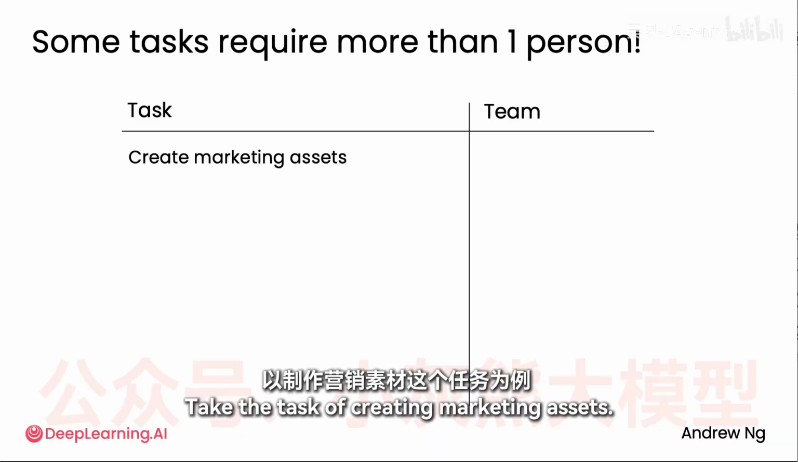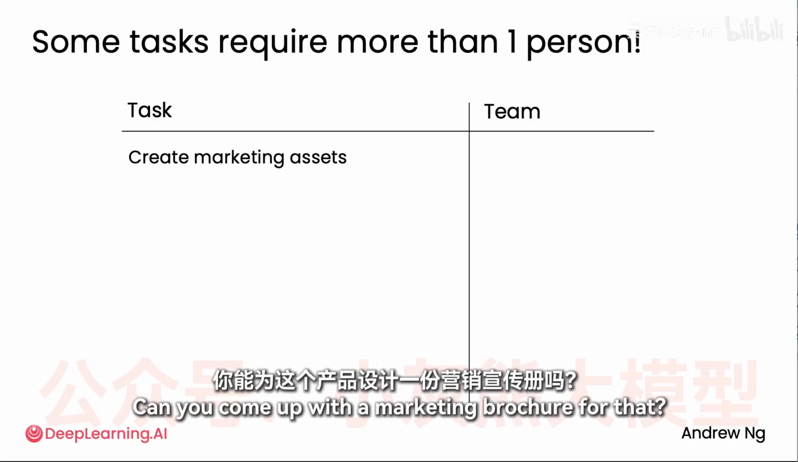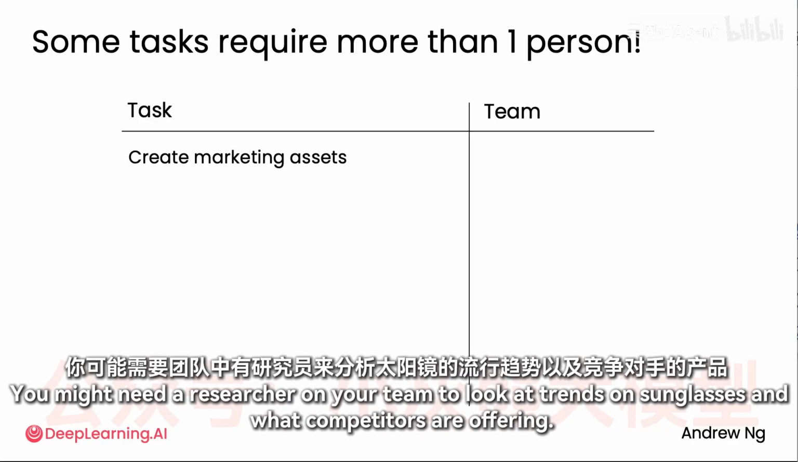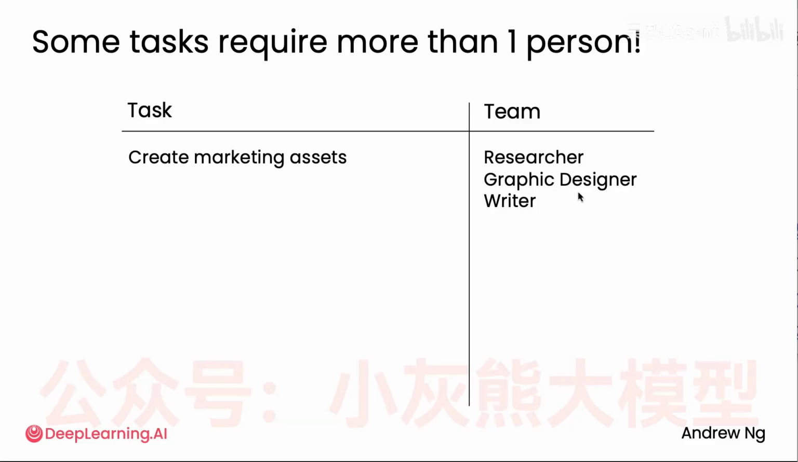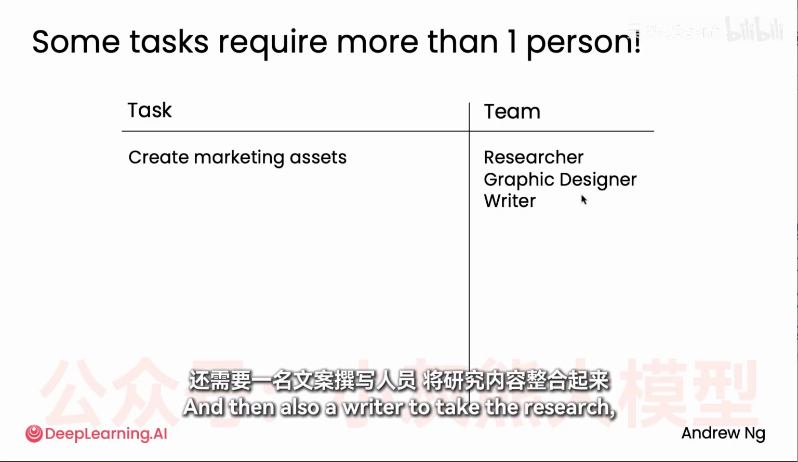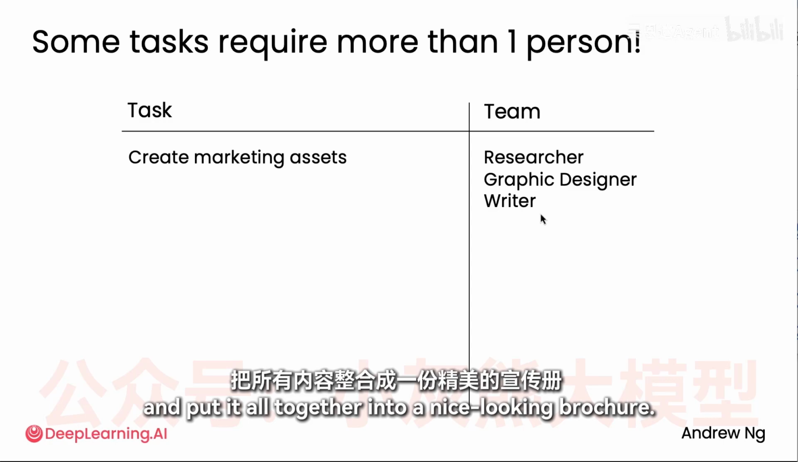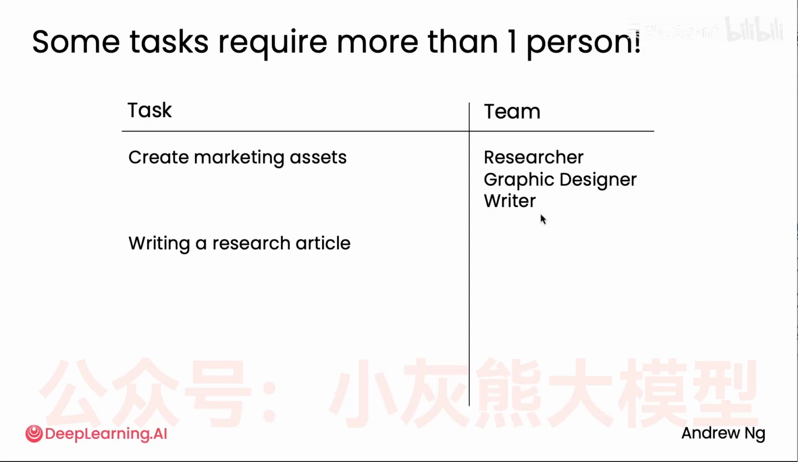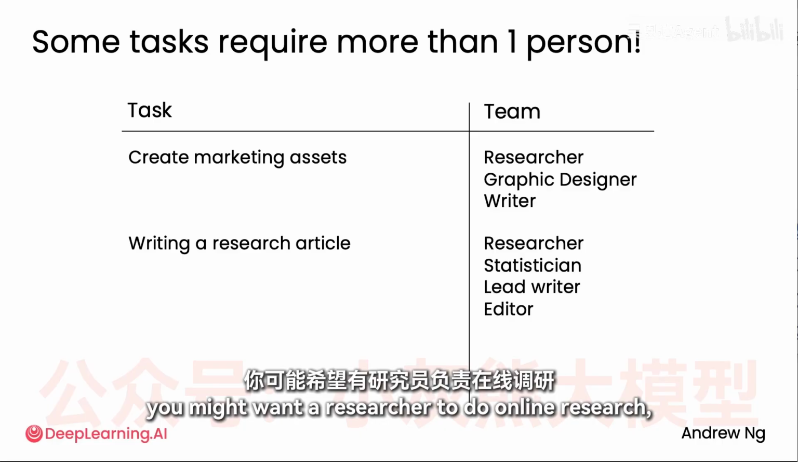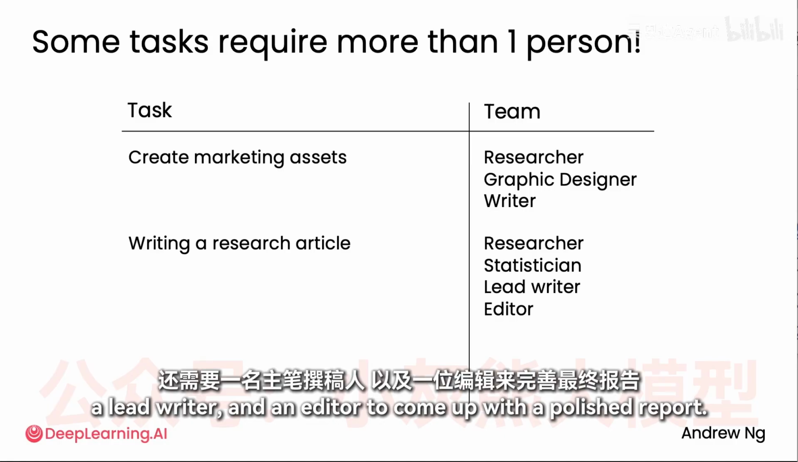Take the task of creating marketing assets. Say you want to market sunglasses. Can you come up with a marketing brochure for that? You might need a researcher on your team to look at trends on sunglasses and what competitors are offering. You might also have a graphic designer on your team to render charts or nice looking graphics of your sunglasses. And then also a writer to take the research, take the graphic assets and put it all together into a nice looking brochure. Or to write a research article, you might want a researcher to do online research, a statistician to calculate statistics, a lead writer, and then an editor to come up with a polished report.